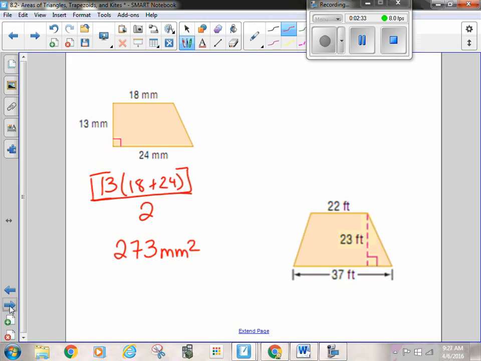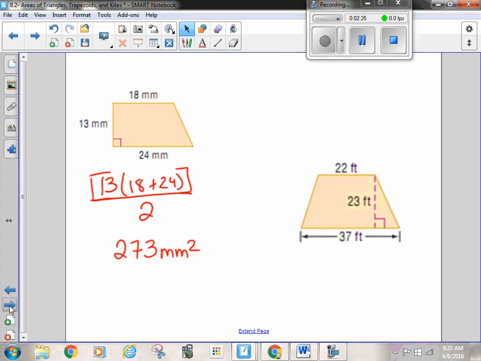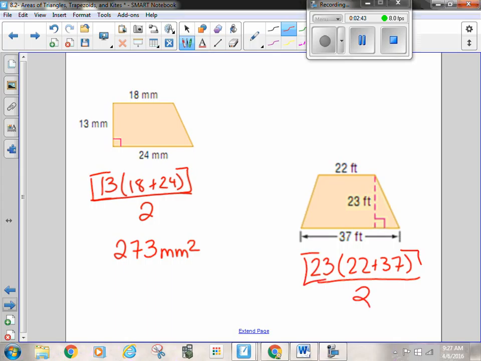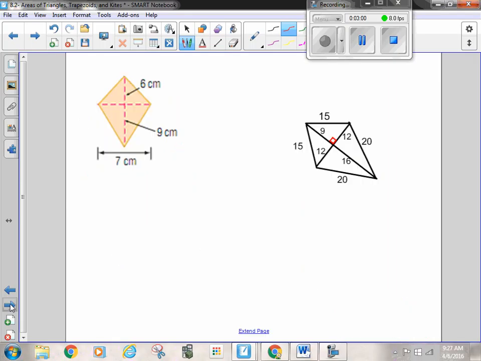If we look here at our next one, we're going to do height times the bases added, divided by 2. Again, put some parentheses around there if you're going to do it all in one. Just be super careful with watching that. And we end up with 678.5 feet squared. So just plug and chug into our formula.